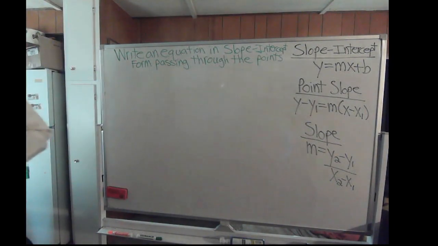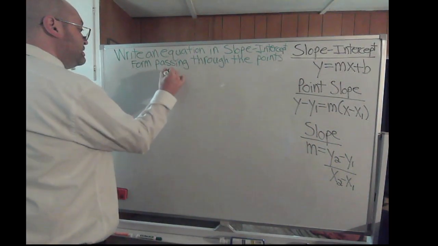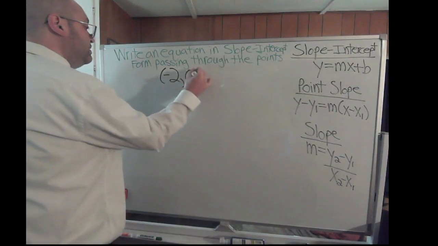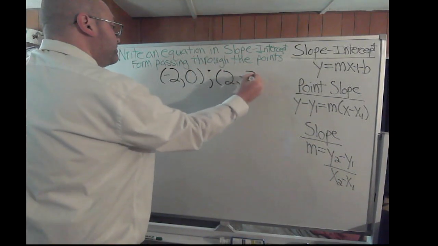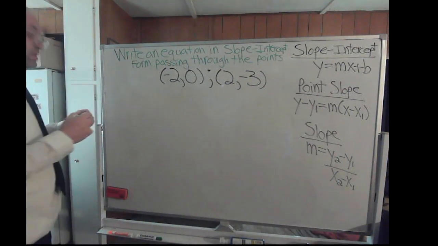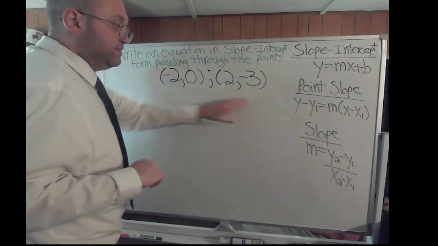Got 2 more. Negative 2, 0, and then we got 2, negative 3. So the line passes through the points (-2, 0) and (2, -3).